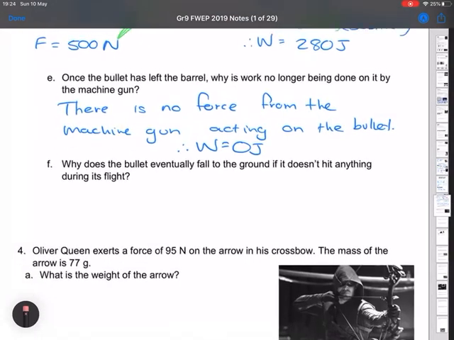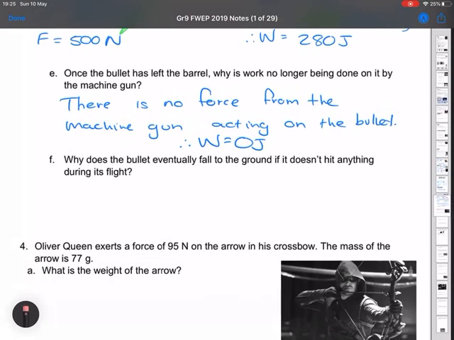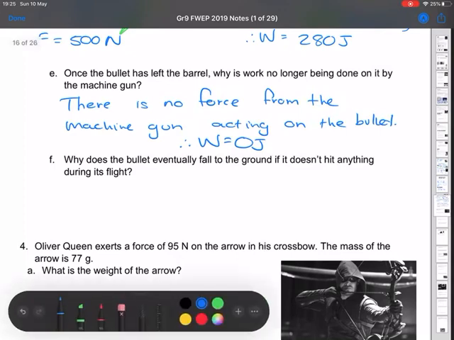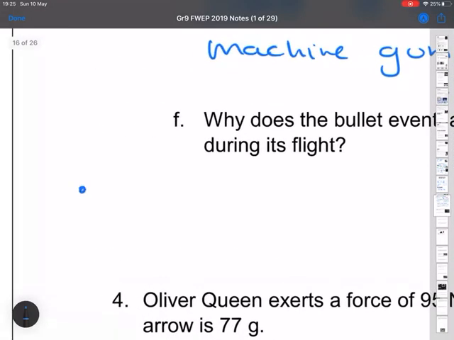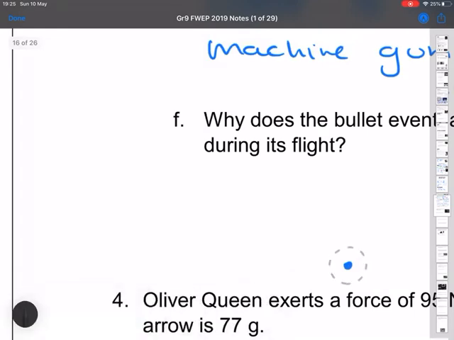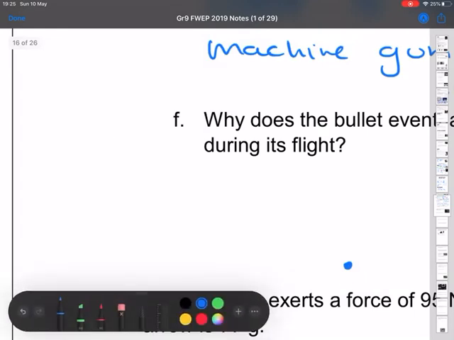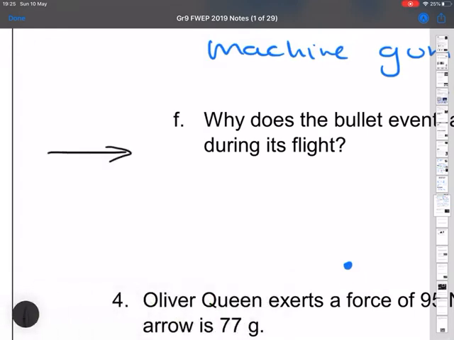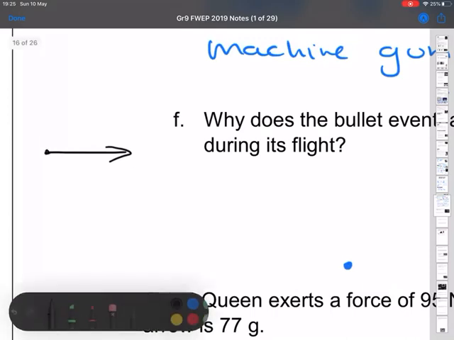Right, why does the bullet eventually fall to the ground if it doesn't hit anything during its flight? So if you were to draw a little free body diagram for that bullet, I'll do that on the side here. So you've got the bullet and your bullet is actually moving horizontally because it was shot. Eventually it will slowly go down towards the ground. So let's say that the bullet's moving from left to right. So the gun was fired and the bullet started here and it's moving from left to right.